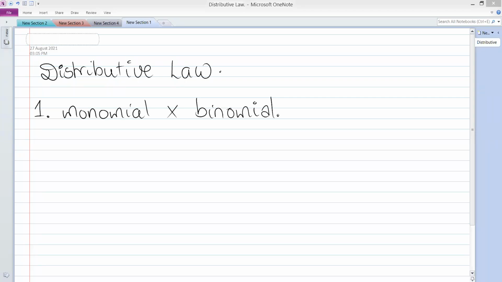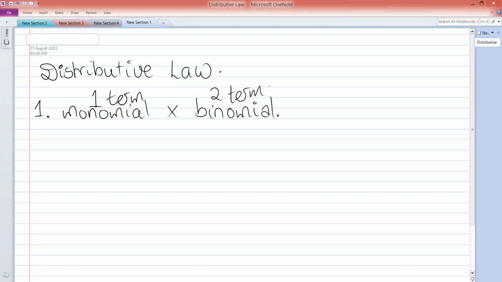Right. So a monomial, who can tell me what a monomial is? How many terms are in a monomial? One term. Yeah. And then how many terms are in a binomial? Two terms, ma'am. Perfect. Right. So now we'll start with a monomial.